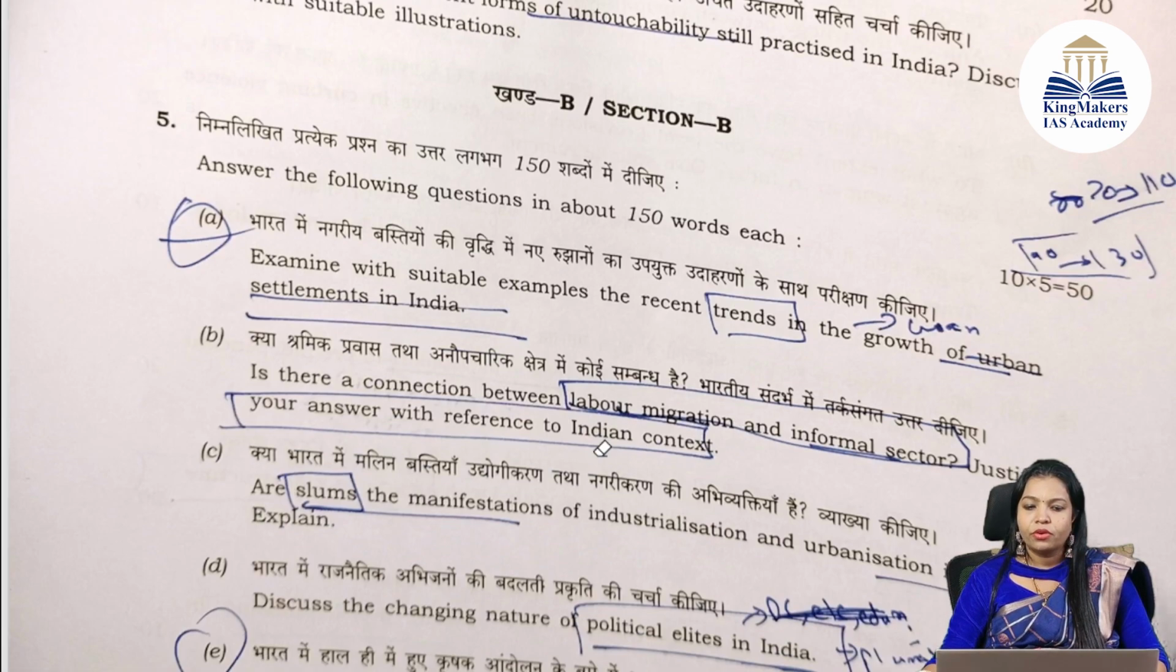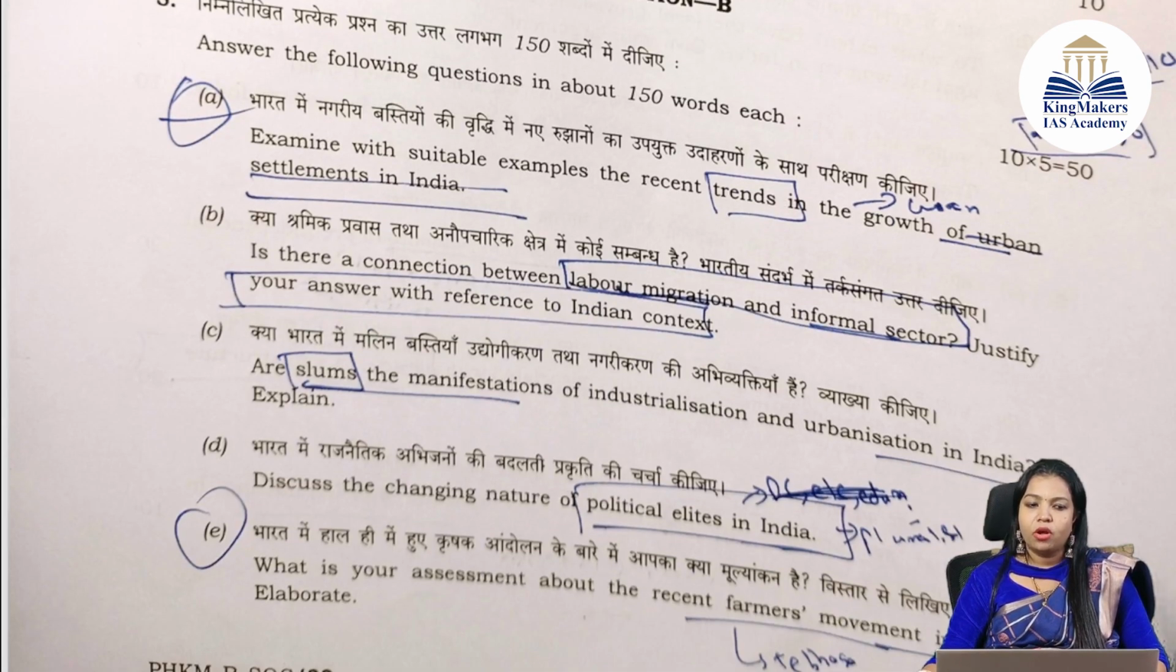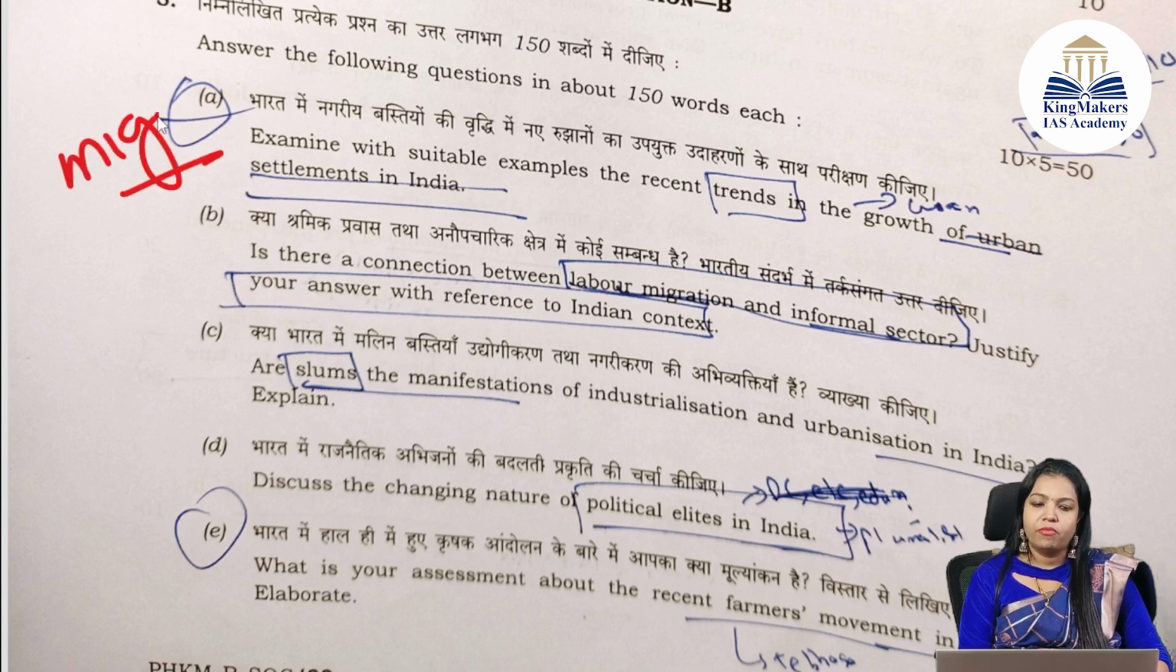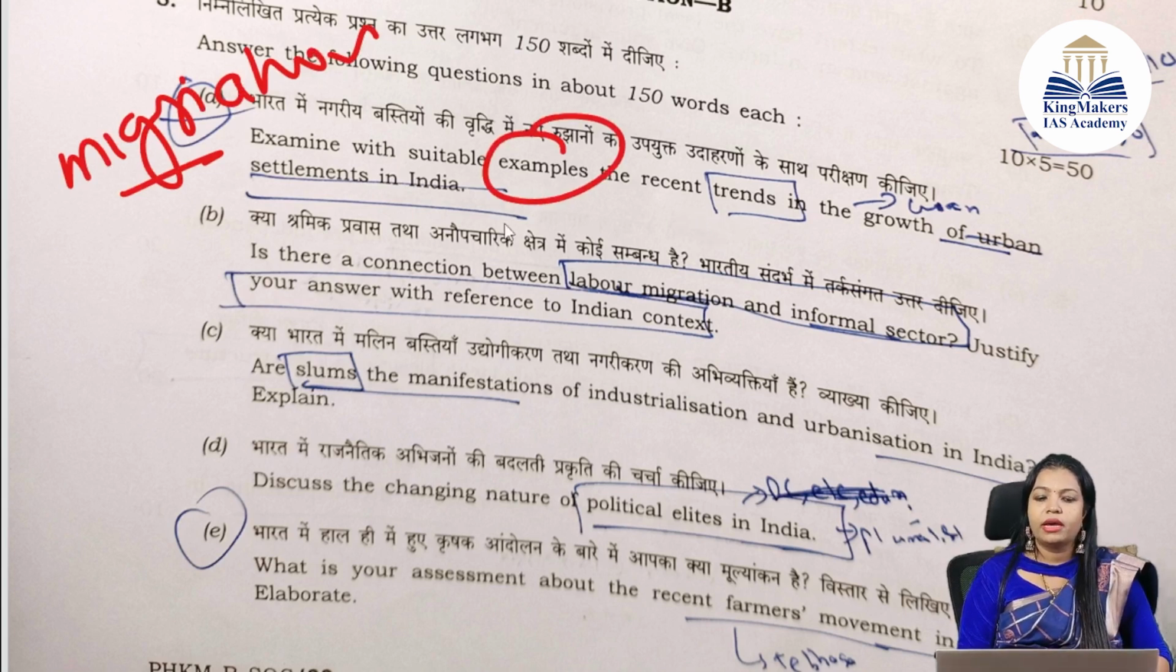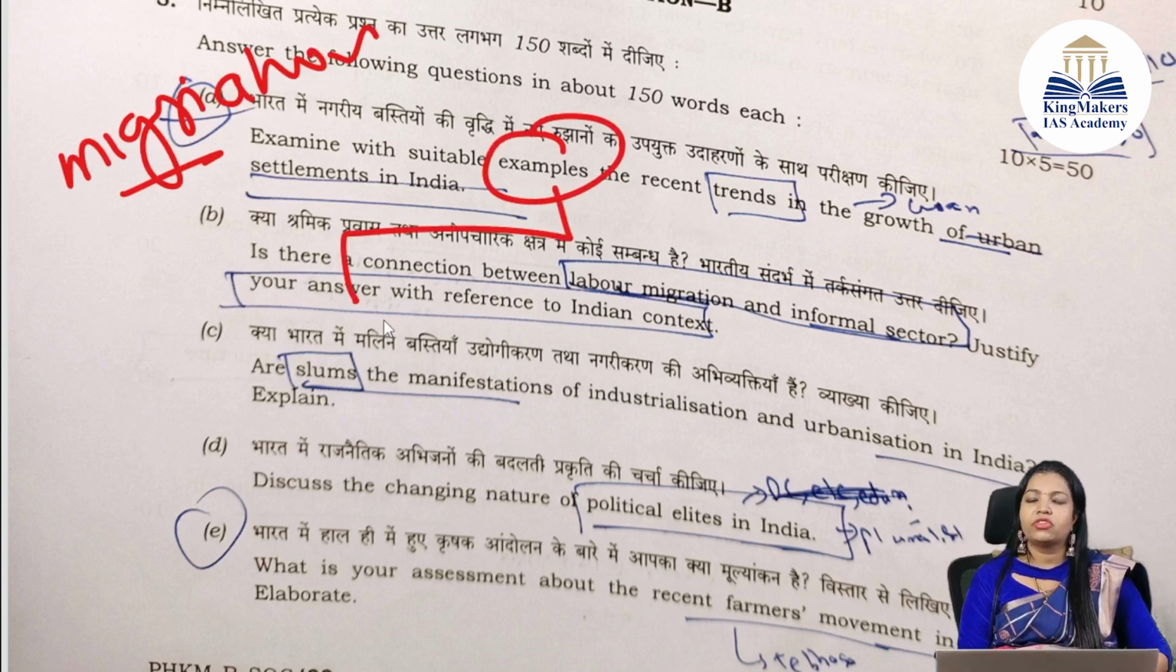Question number 5, all the questions are compulsory: Examine with suitable examples the recent trend in the growth of urban settlement in India. These questions come from the vision of social change, migration issues, with a suitable example. A similar question on migration was asked in GS1.